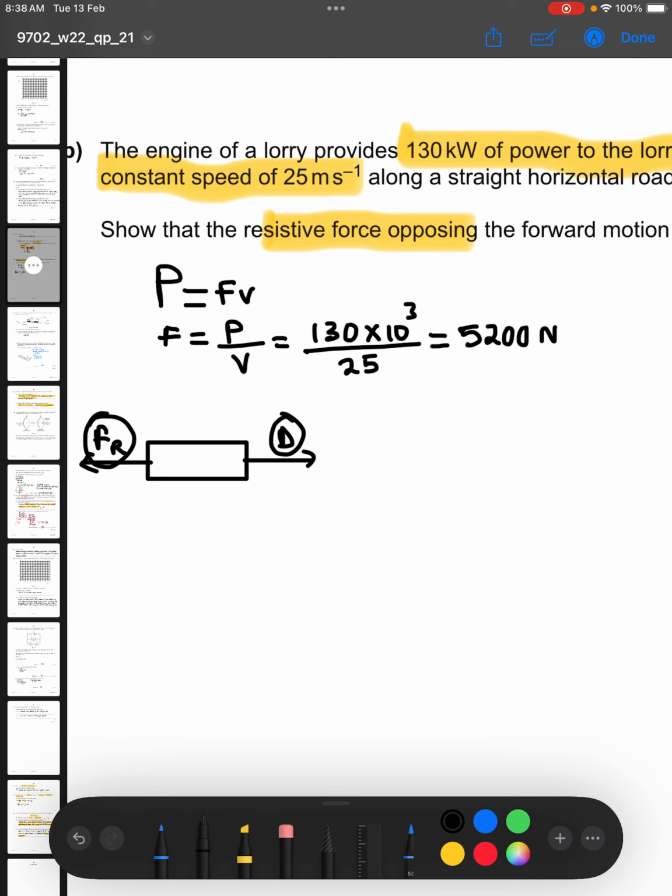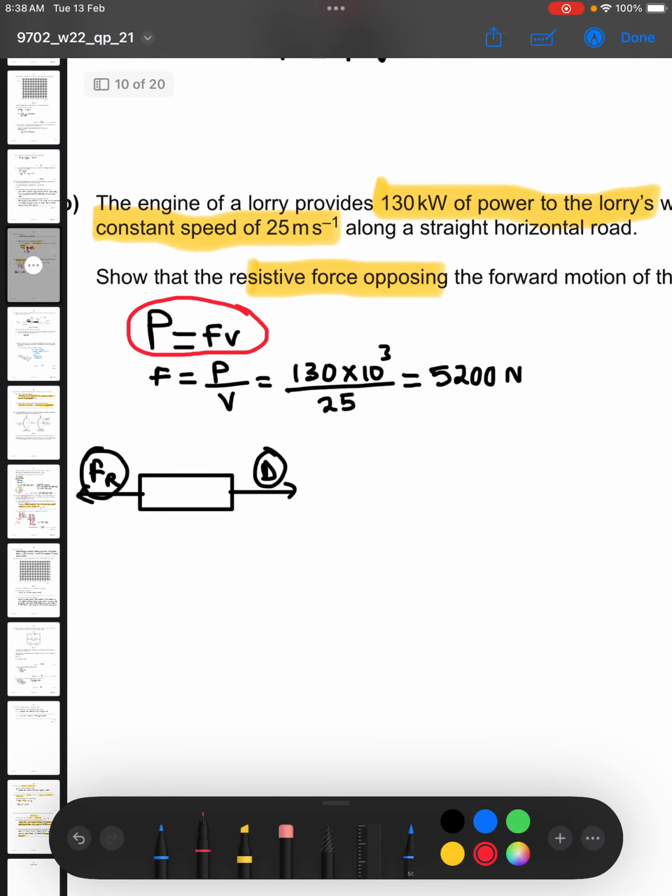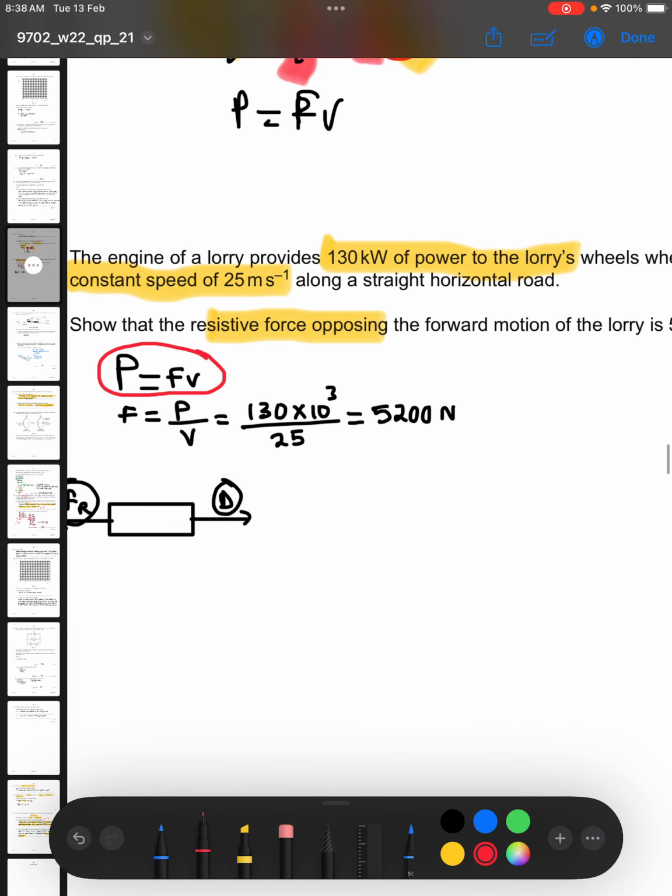If that is the case, then we proceed and say that power equals force times the speed at which the object is moving. In this case, F will be the drive force of the engine, because the force is due to the engine. We are told that the engine of the lorry provides 130 kilowatts of power. If the engine is providing that, and it is moving at a constant speed of 25 meters per second, then the force we find is the drive force of the engine.